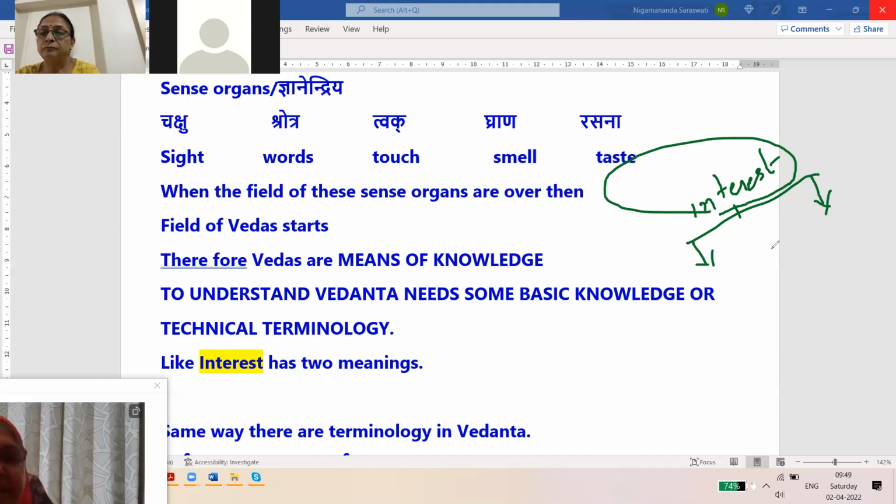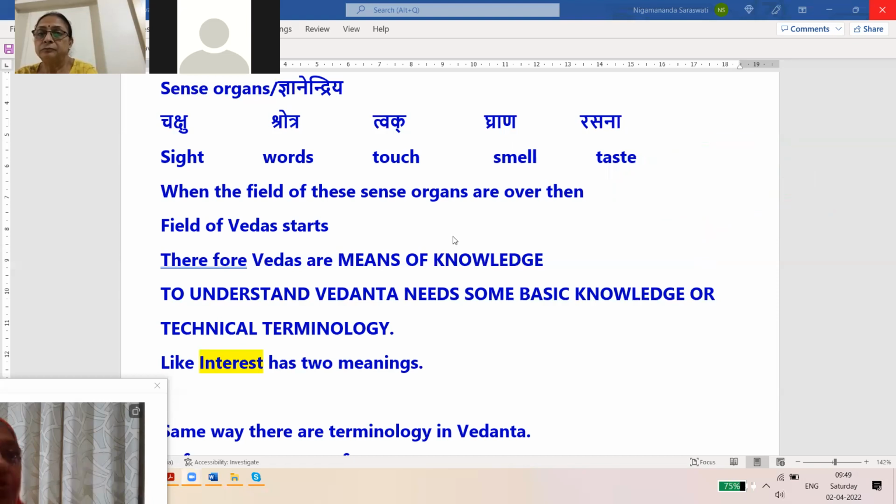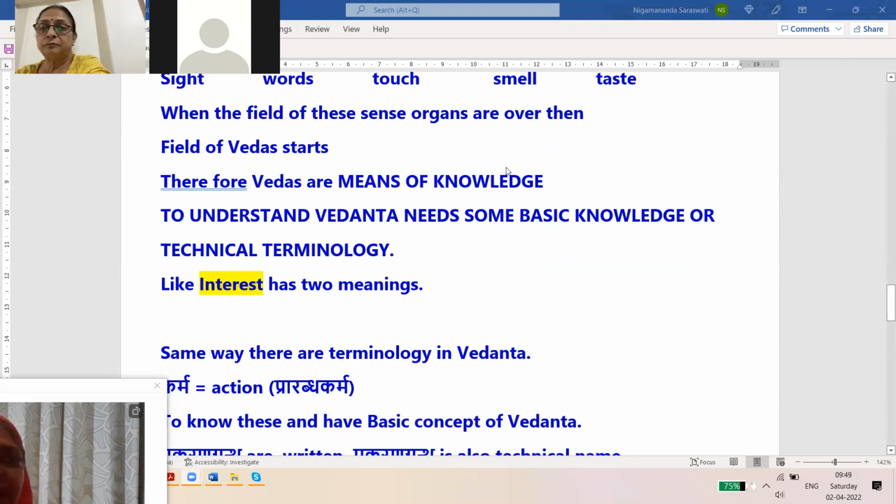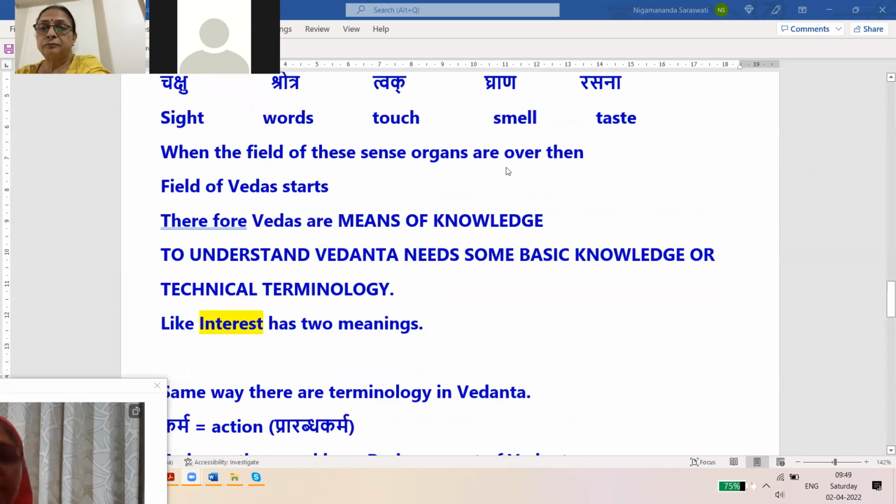To understand technical terminology, to understand the methodology of Veda or Vedanta, some scholars have written some books called Prakarana Grantha. So what we are going to study is Vedanta only, but in Vedanta, what will we study? We will study only Tattvabodha. If somebody asks, what is the meaning of Tattvabodha and why are we studying Tattvabodha? The answer is, in Tattvabodha there is a lot of technical terminology.